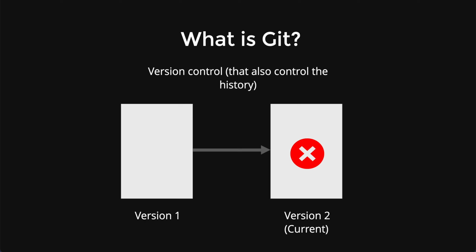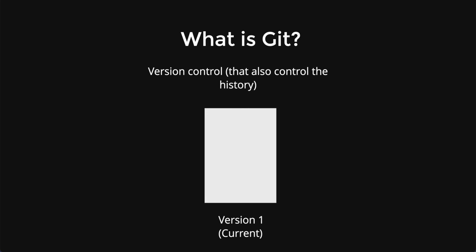So with Git, you can actually go back in time and put your current version back from version 2 to version 1. Since version 2 has errors that will make your application break, you just remove version 2 and now you've gone back to version 1 where it's currently working.